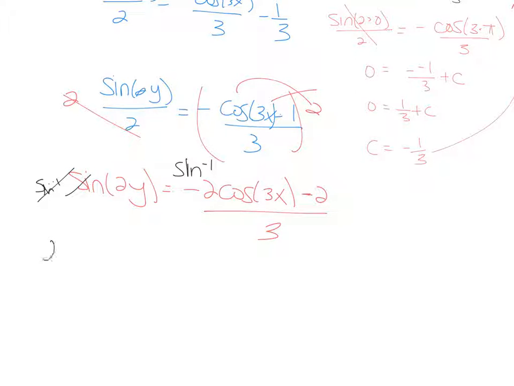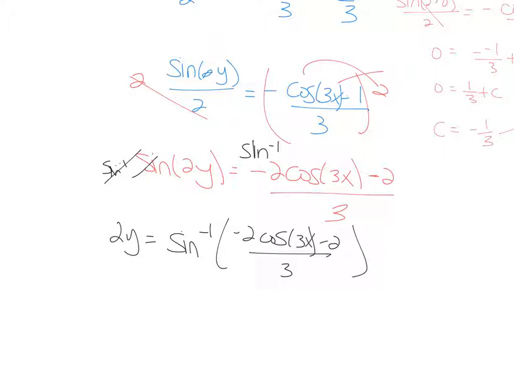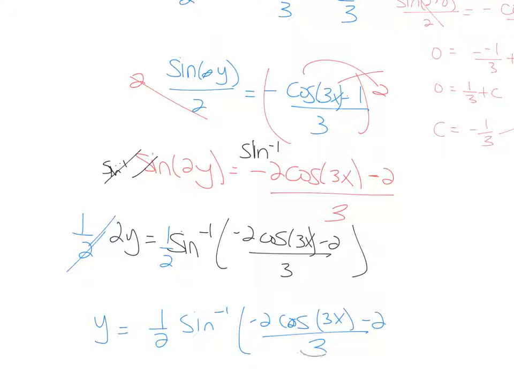So these cancel, and I get 2y equals sine inverse of negative 2 cos 3x minus 2, all over 3. And then I just have to divide by 2, and I think it was easier by multiplying by a half, just because you can put the half on the outside of the sine, and you end up getting y equals 1/2 sine inverse of negative 2 cos 3x minus 2, all over 3. And there you go.